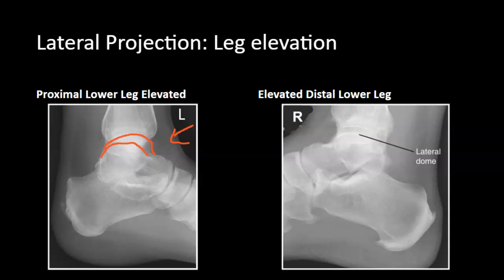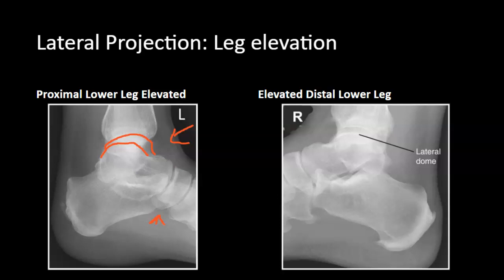Also, less than 1/2 of the cuboid will be demonstrated posterior to the navicular bone. So down here, we don't even see the cuboid at all. So there are some elevation issues here.